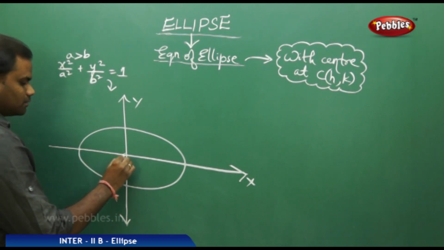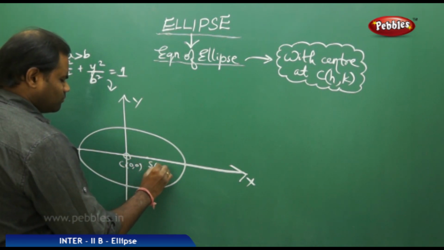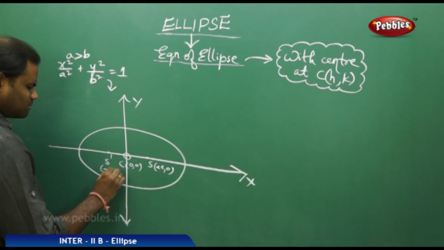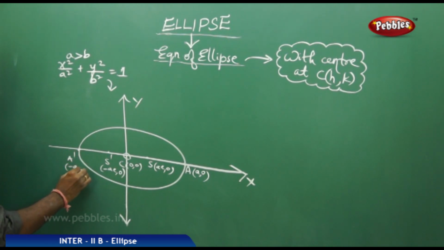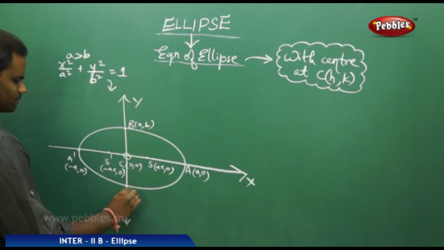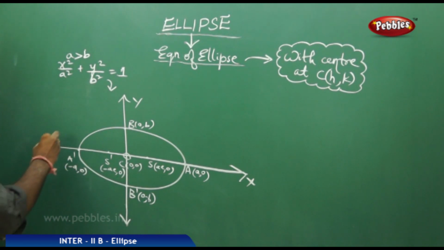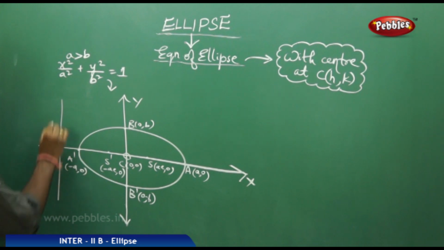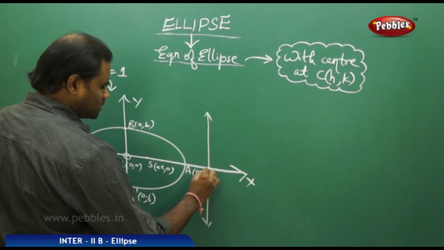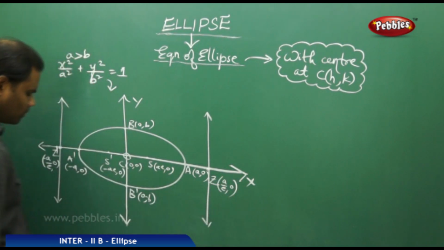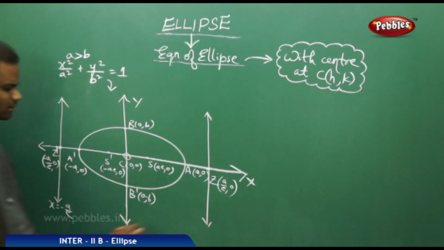Here the center is origin and the focus S is a comma 0 and S dash is minus a comma 0, and my A is a, 0 and my A dash is minus a, 0, B is 0, b and my B dash is 0, minus b, and my directrix, which gives Z as minus a by e comma 0 with Z dash, and here my Z is a by e comma 0, and the equation of directrix is x equals minus a by e, and this is x equals a by e.